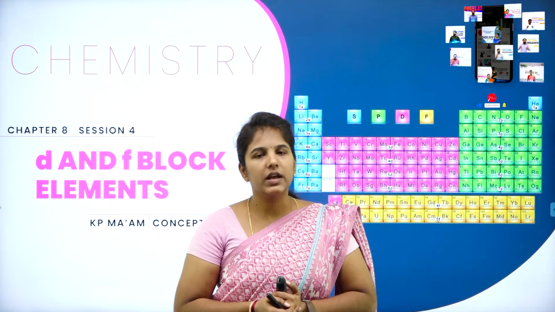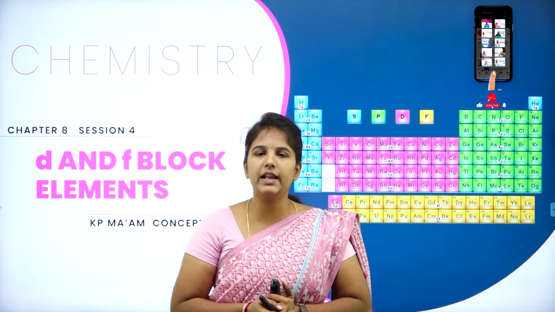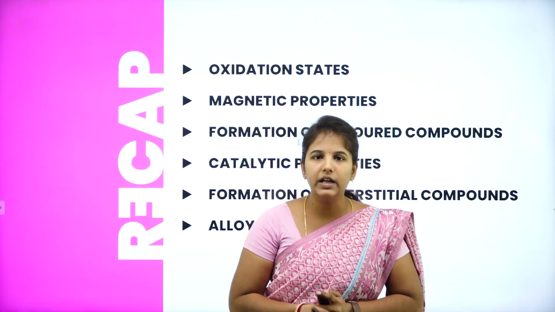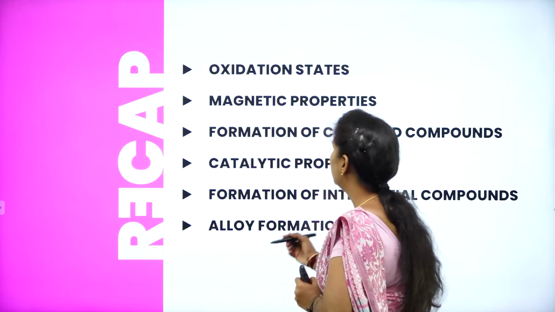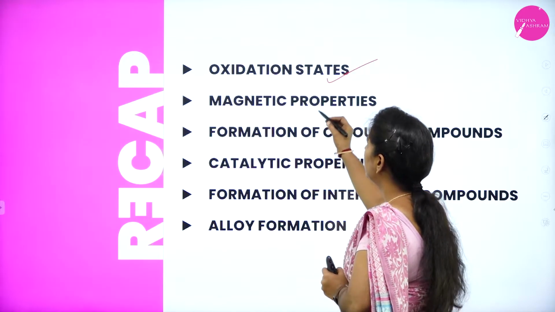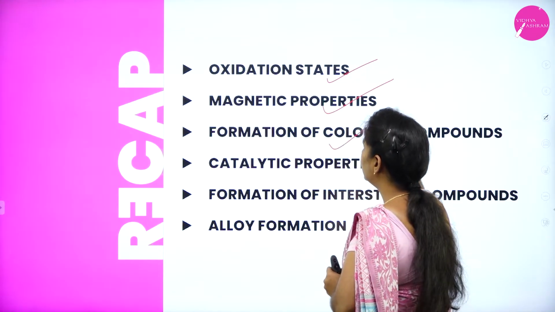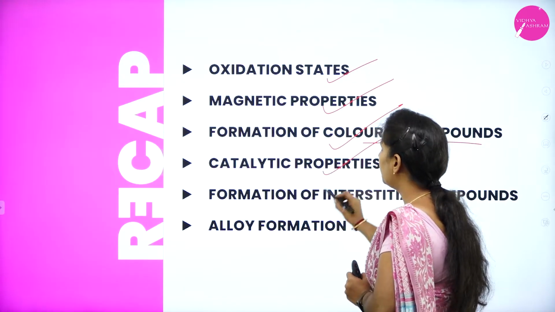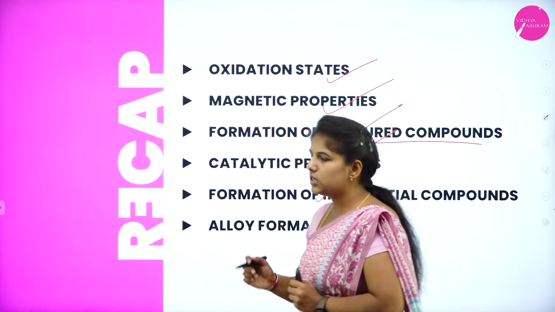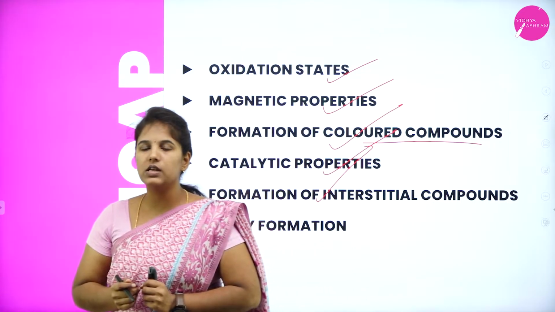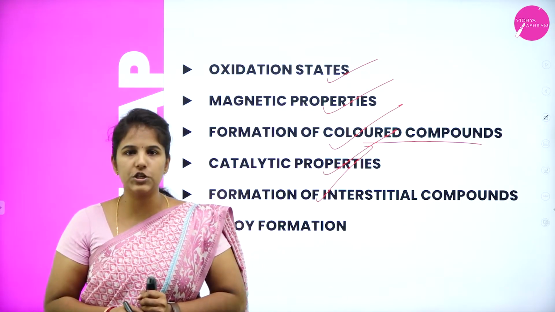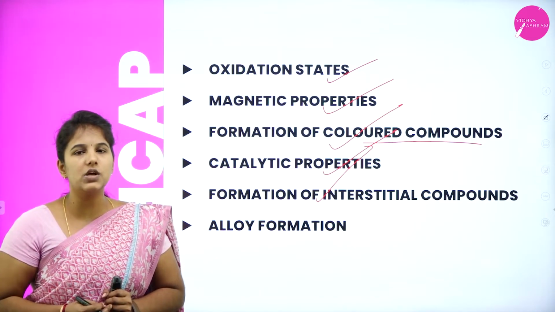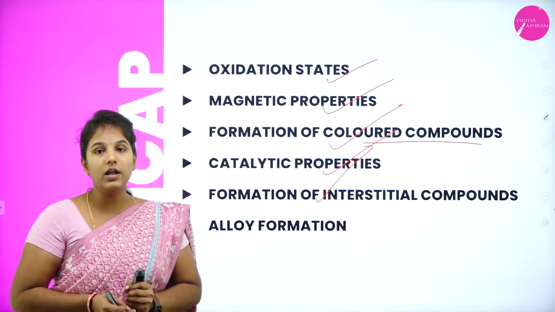My dear students, in our last discussion, we were dealing with a unit called D and F block elements. Under that, we have discussed the oxidation state, magnetic property, the formation of colored compounds, catalytic property, formation of interstitial compounds, and also the alloy formation. So these are the different trends in the properties of the D and F block elements.